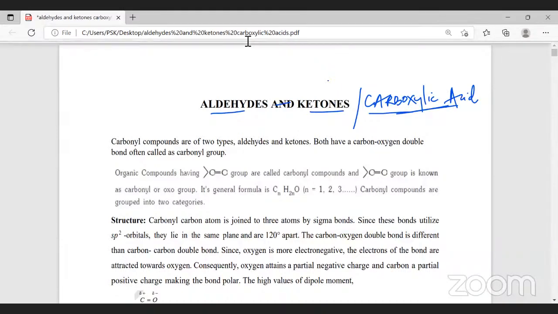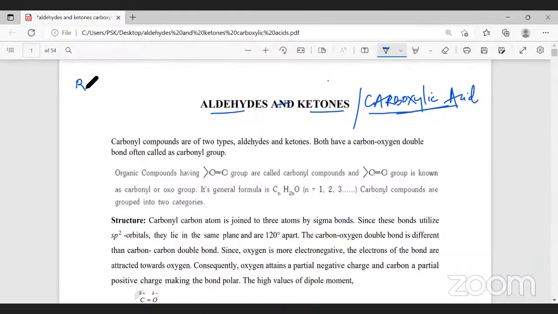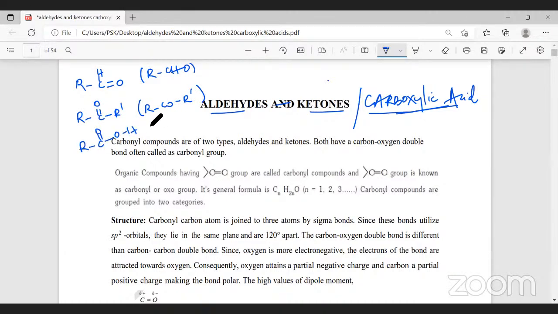The reason is, the general formula of an aldehyde is RCH double bond O, which we represent as RCHO. Likewise, for ketones, the general formula is R C double bond O R dash, or RCOR dash. Likewise, carboxylic acid has the general formula R C double bond O OH, which we write as RCOOH.